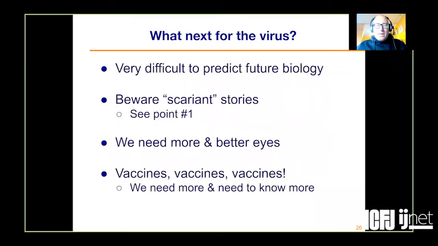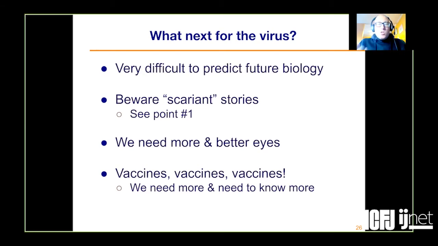Because we're talking about Delta, okay? Delta might not be where it ends, but it's very difficult to predict future biology. And because of this, when somebody comes out, maybe seeking publicity, they're seeking scientists, I'm sorry, but scientists also like showing up on TV sometimes. Beware of scary stories. We heard in India about double mutants and triple mutants and things like that. We need to study what the impact of the biology is, and it takes time.